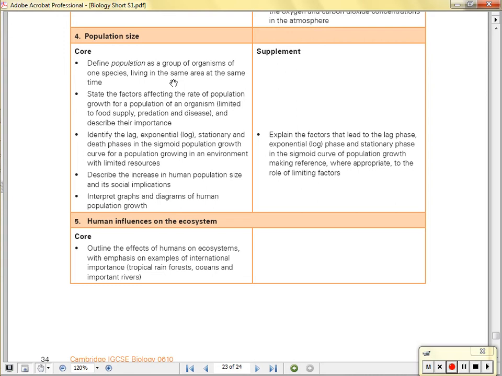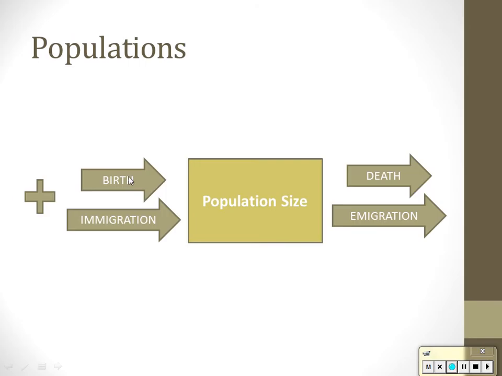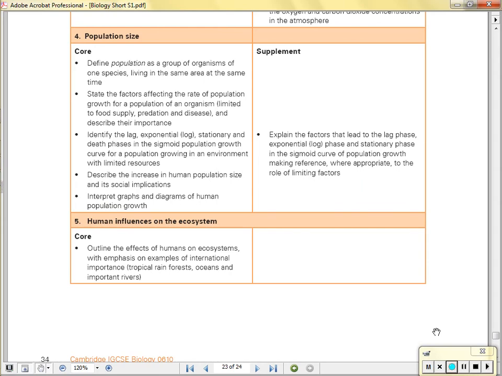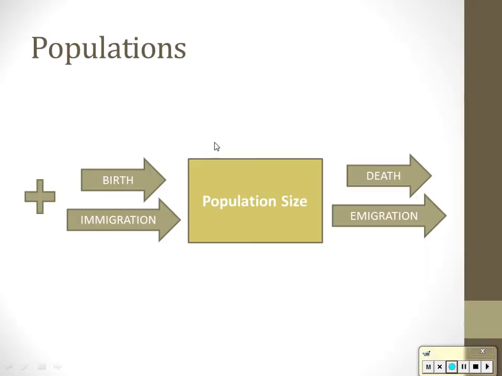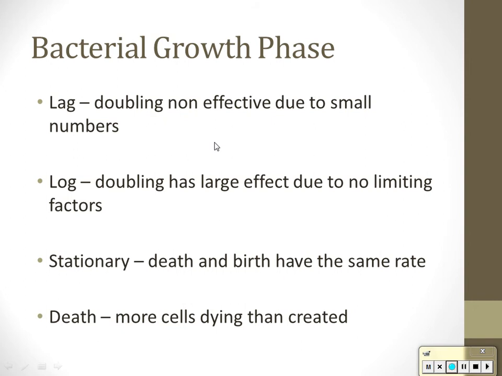So what are the factors that affect population growth? Birth and immigration increase your population size. Death and emigration decrease your population size. It's just common sense. All right, and what are some of the factors that encourage this?